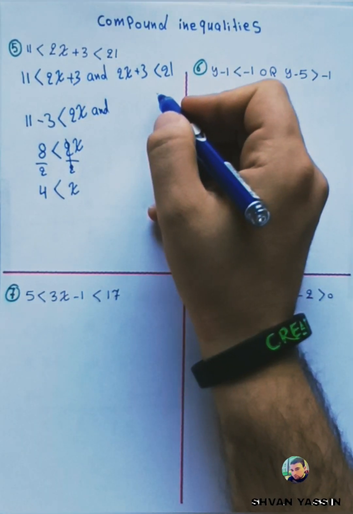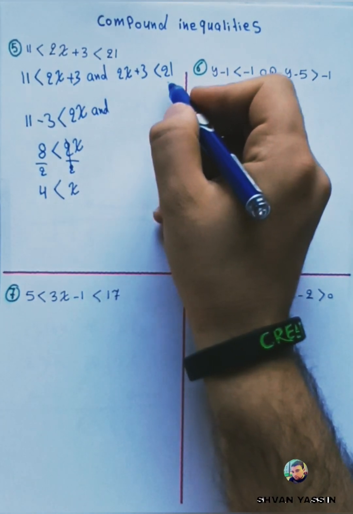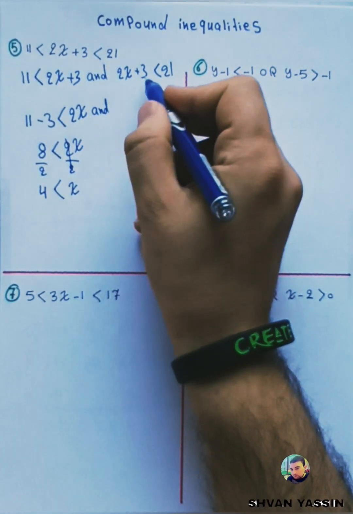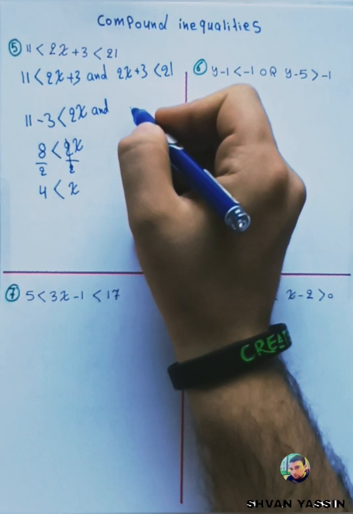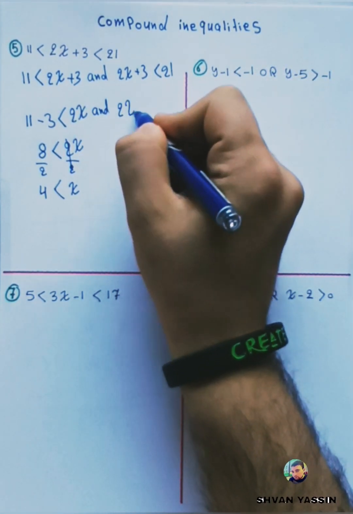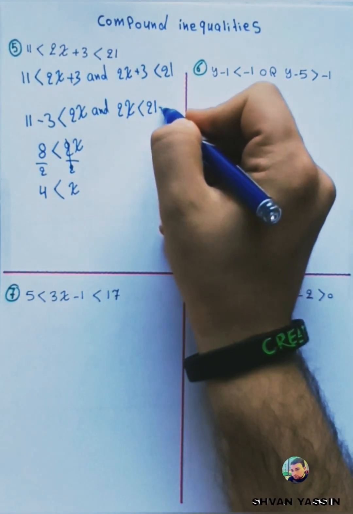for the inequality on the right side, we have 2x plus 3 is less than 21. We can move the positive 3 to the right side, so you have 2x less than 21 minus 3.